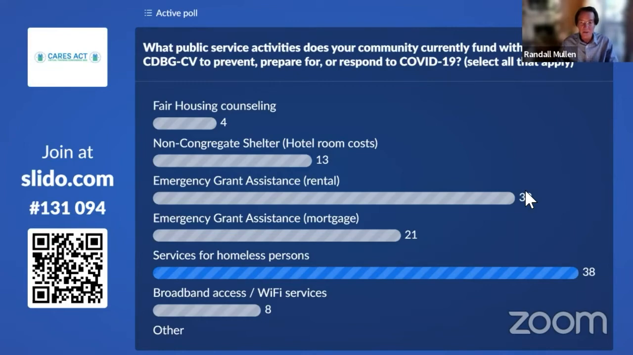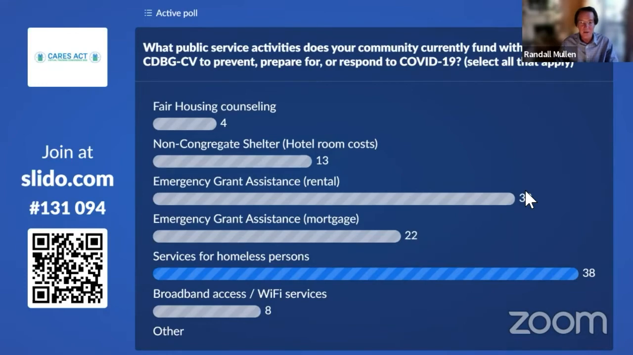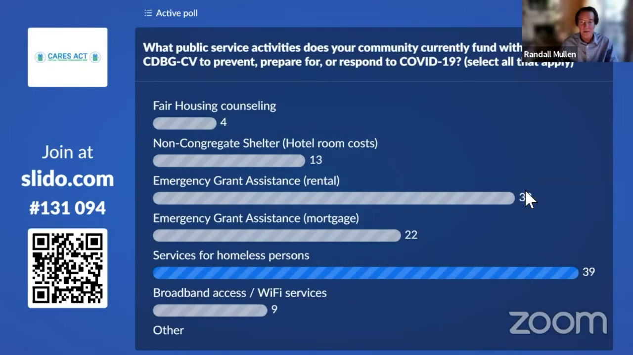It's interesting, I think, to note, however, that the services for homeless persons has jumped up, even I think greater than the number that we saw in your poll, Clint, which was also in the 30 range, but not almost to 40%, which is pretty striking. Do you have any observations about the poll results?